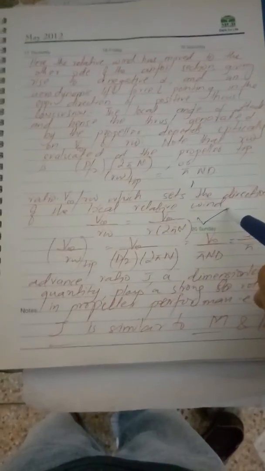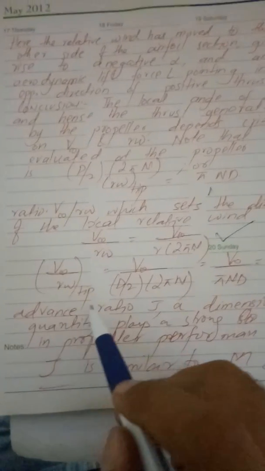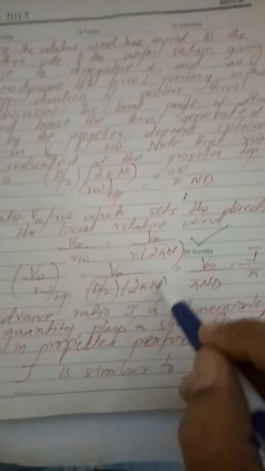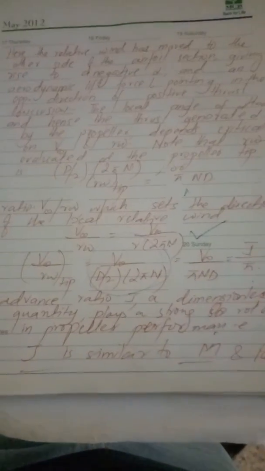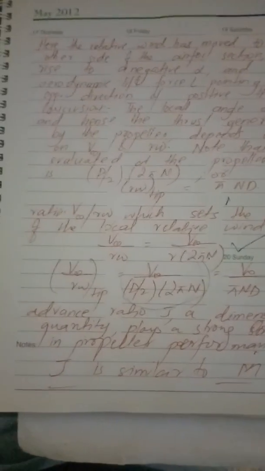Obviously that sets the direction of the local relative wind, and V over r omega tip gives this relationship: velocity over pi n d is equal to J over pi. So the advance ratio J, a dimensionless quantity, plays a strong role in propeller performance. When we talk about J, we say that it plays a very important part in the propeller performance.